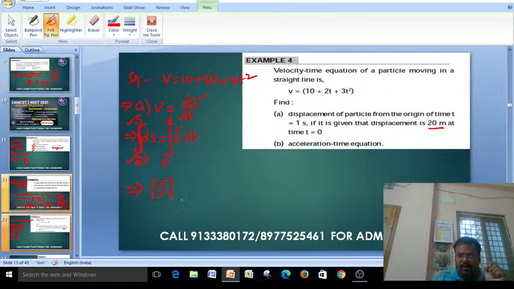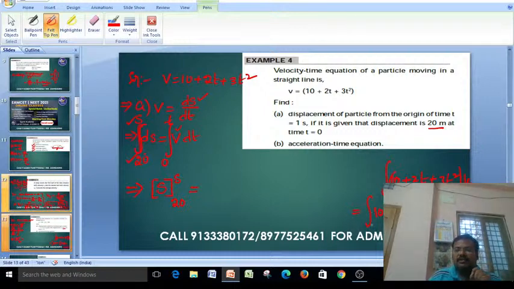I hope all of you know how to solve the integration process. So 20 to s, that is equal to integration of v into dt. Integration of the v equation, 10 plus 2t plus 3t square into dt, right? So when you integrate this one, what you will get? 10 into dt plus integration of 2t into dt plus integration of 3t square into dt.